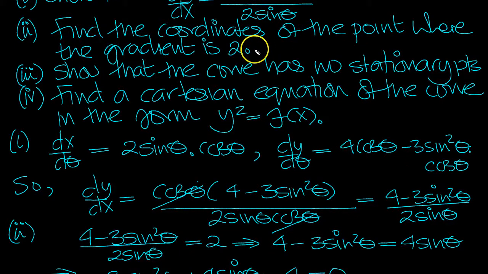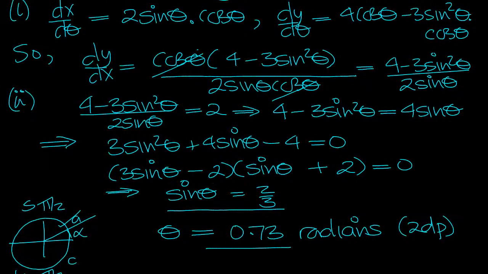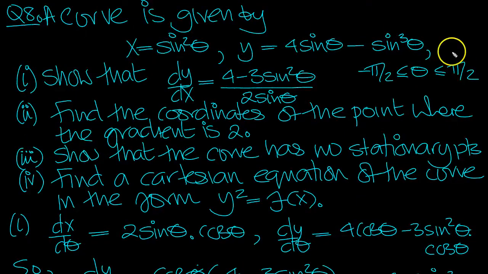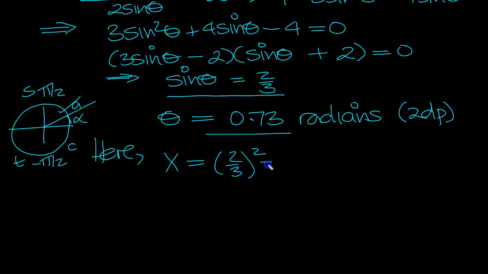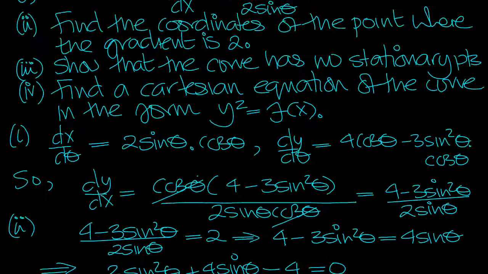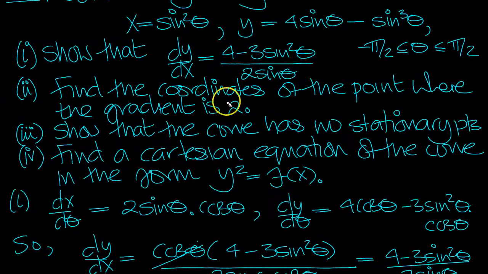So that was when the gradient is 2. So that's what theta is, and we've got it in our calculator. So we can work out x and y now. X equals sine squared and y equals sine, oh, okay. X equals sine squared, so we didn't need to work that out at all, because x was equal to sine squared, which is 2/3 squared, which is 4/9. Y will equal, so I just blindly went on, not looking at what the question actually asked for, because we just want the coordinates. So y is 4 sine theta minus sine cubed.